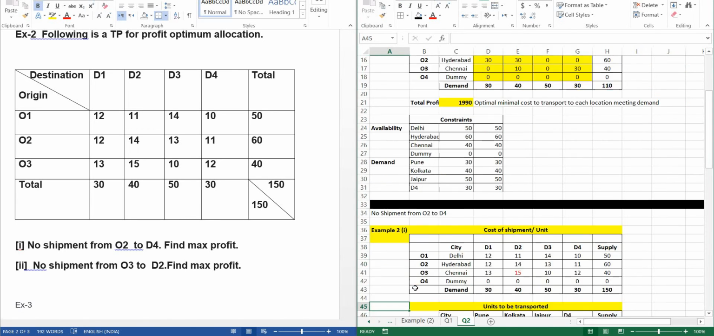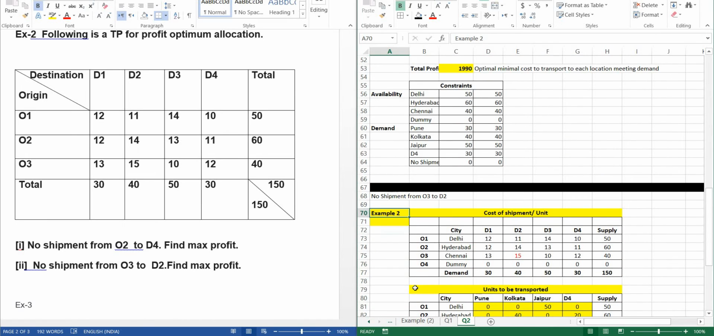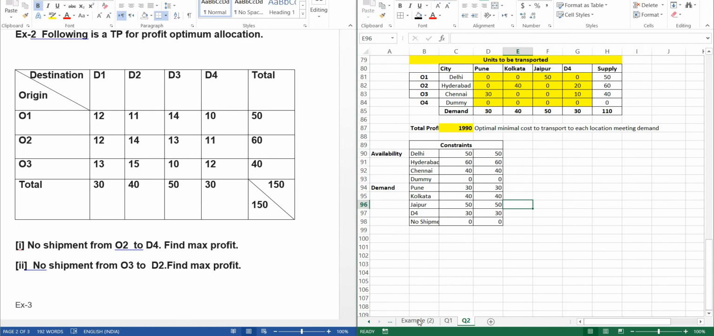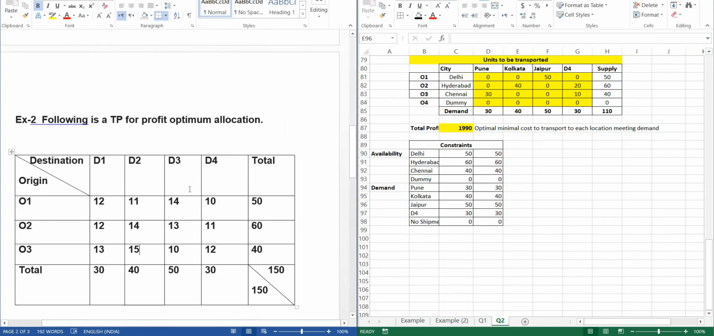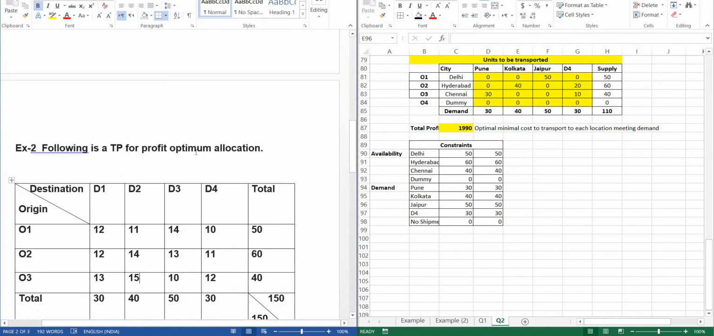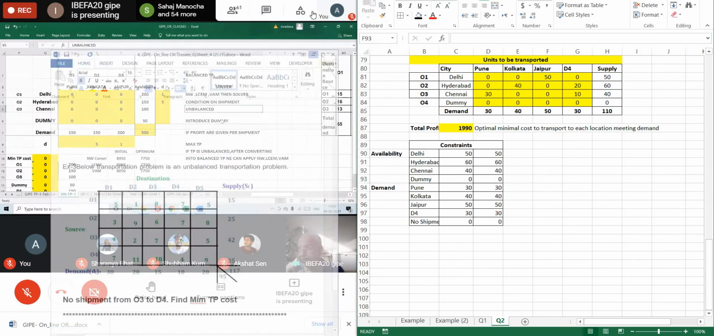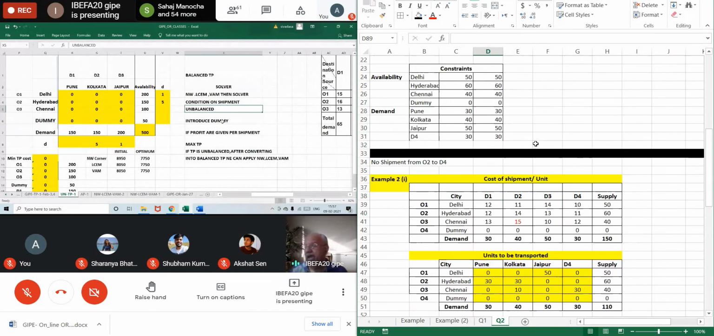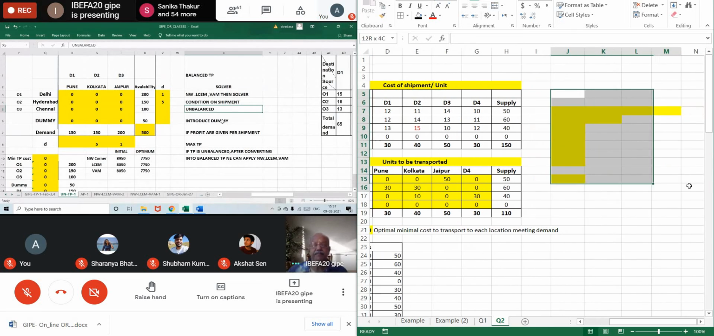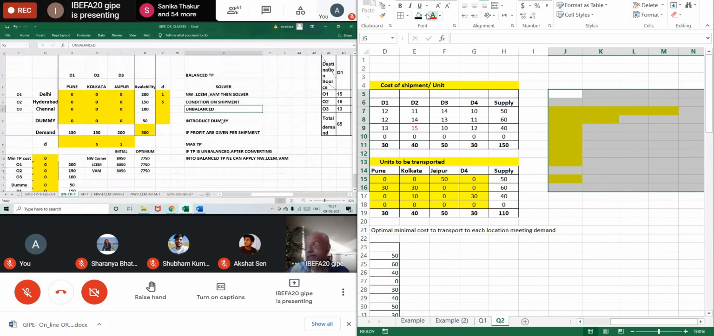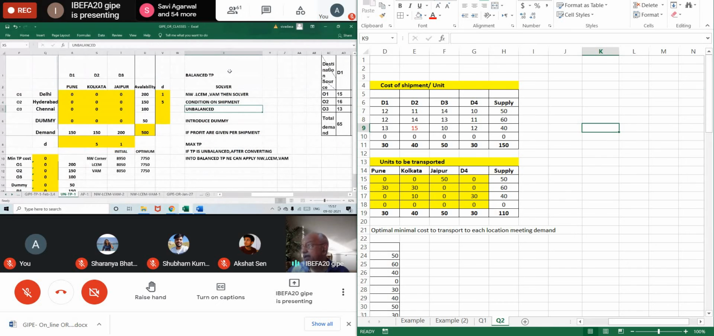Next, no matter balanced or unbalanced, if there is a condition, accordingly you have to make the allocations. If the problem is minimization of the TP cost, that cell will be having highest positive number. If the problem is of maximization of the profit, then that cell will be having a least negative number. These are the different conditions we have learned in TP.